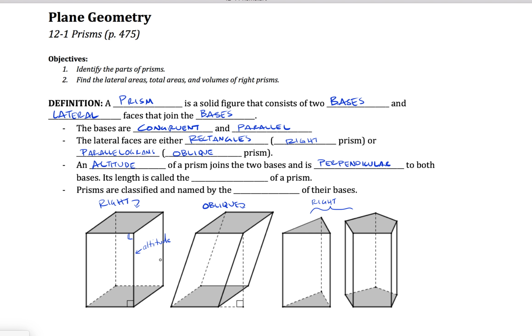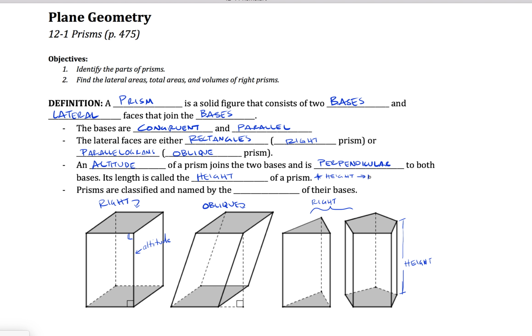Now the length of that altitude is what we mean when we talk about the height of the prism. So whatever length this segment is, that's the height of that prism. Whatever length this segment right here, from here down to this point right here, that is what we would call the height of the prism, right?